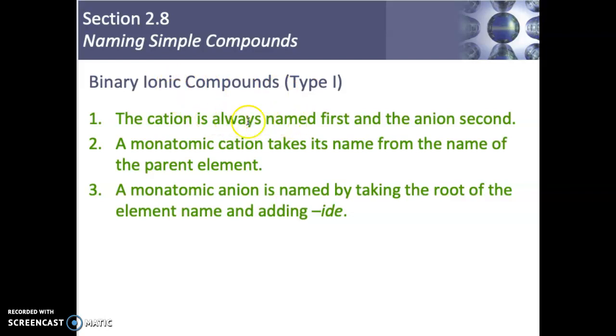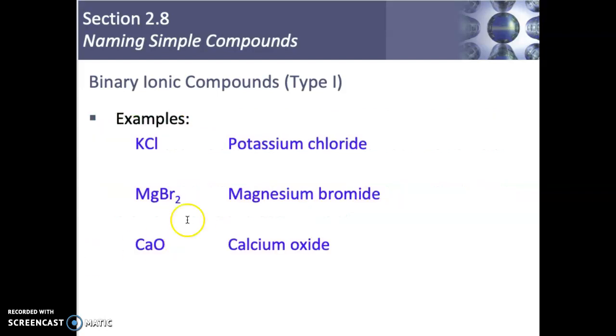So we always name the cation first and the anion second. If it's monatomic, so mono means one, the cation is going to take the name from the name of the parent element. I've got some examples on the next slide that will help that make sense. Monatomic anions are named by taking the root and adding "ide." So potassium is the cation, chlorine is the anion. We call that molecule potassium chloride because we took the end off of the root of the anion and we stuck "ide" on the end of it.